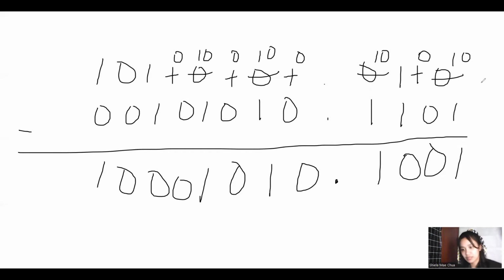I hope you understand how to subtract binary numbers, and also fractional binary numbers, using binary subtraction.